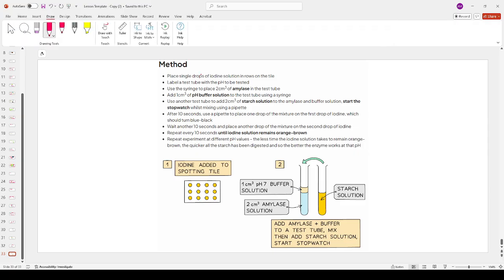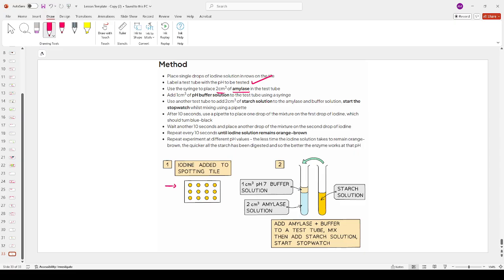Right, okay. So place drops of iodine solution in rows on the tile. Label a test tube with the pH to be tested. So this is the spotting tile. They all have iodine added to them. Use the syringe to place 2 centimeters cubed of amylase in the test tube.